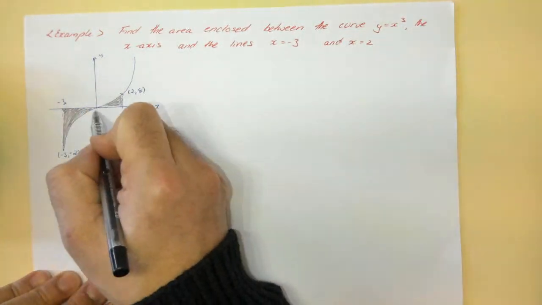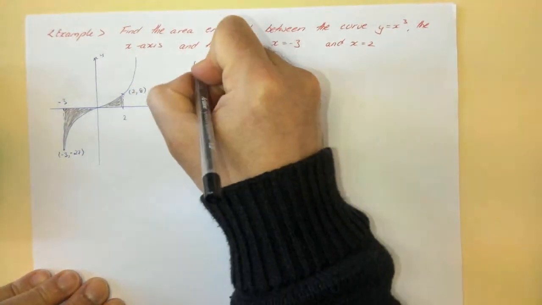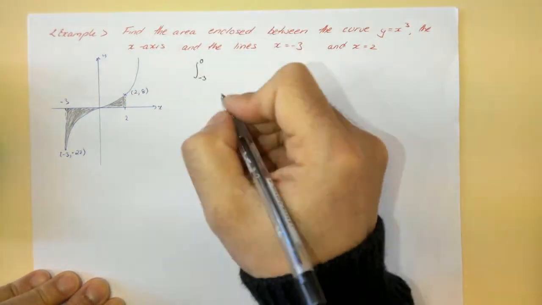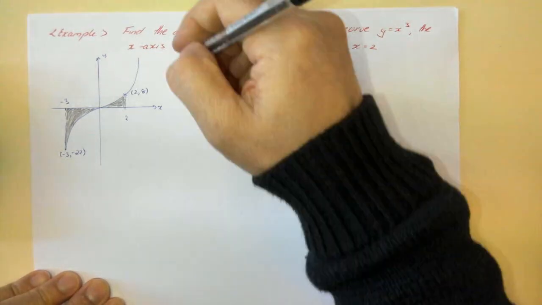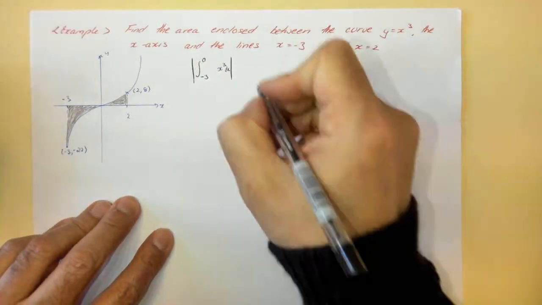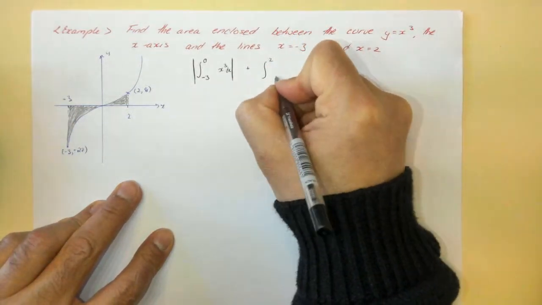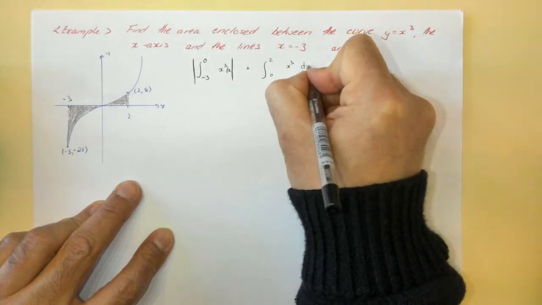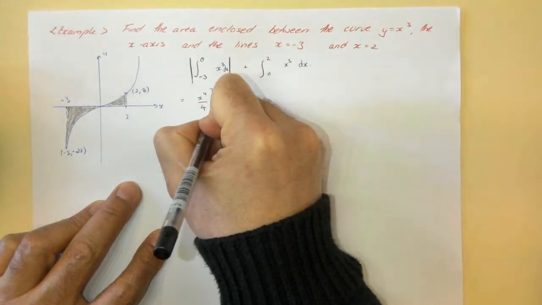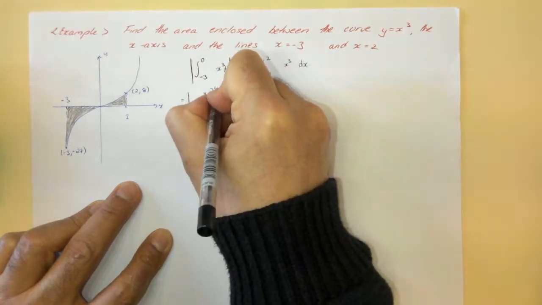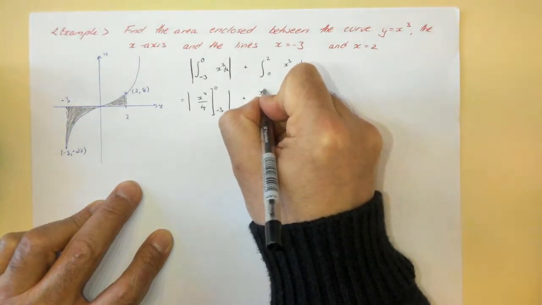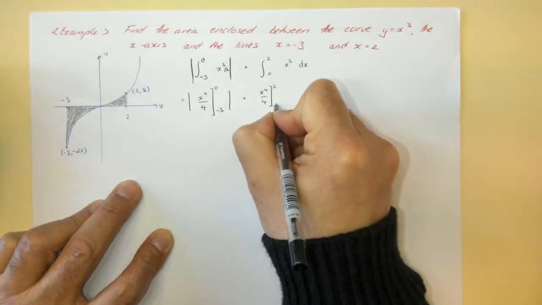Okay, so looking at this part, we really want to take the integral from -3, my final point, to 0 of x cubed, and I want to take the absolute of that because that's under the curve. Don't forget the dx. And then I'm going to add that to the integral from 2 to 0 of x cubed dx. Okay, so this is still going to be x to the power of 4 over 4. This is the absolute from 0 to -3 plus x to the 4 over 4 from 2 to 0.